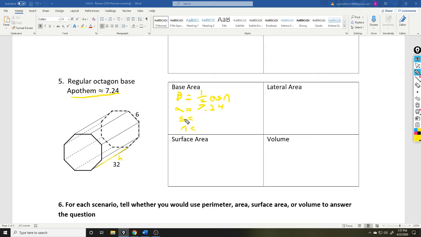And then our side length, S, is going to be 6. That's right over here. Here's that side length, is 6. And then N is our number of sides. So since we have an octagon, that means it's got 8 sides. So area of the base will just be 1/2 the apothem, which is 7.24, times your side length, which is 6, times your number of sides, which is 8.